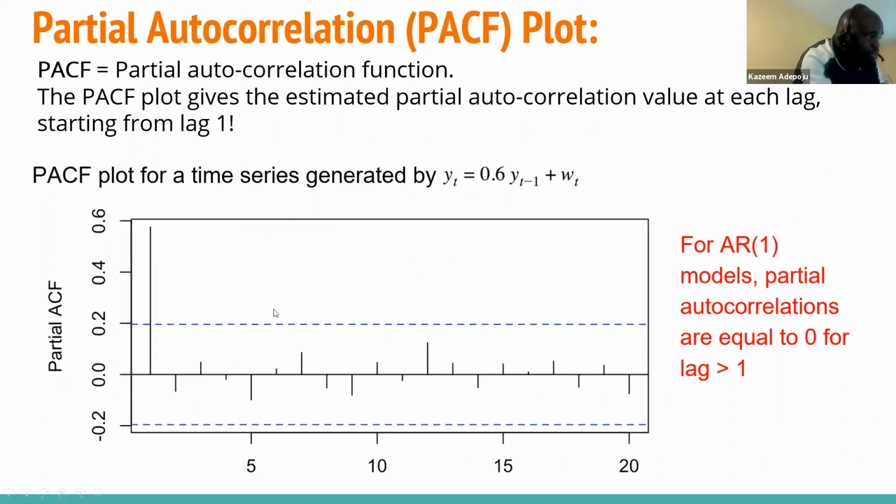Now if you take a look at what I have right here, the first one is starting from lag 1. If you look at this model, the coefficient is 0.6, and that is why this one goes to 0.6, because it corresponds to lag 1. Can you see that? So for an AR1 model, the partial autocorrelations are equal to 0 for lag greater than 1.